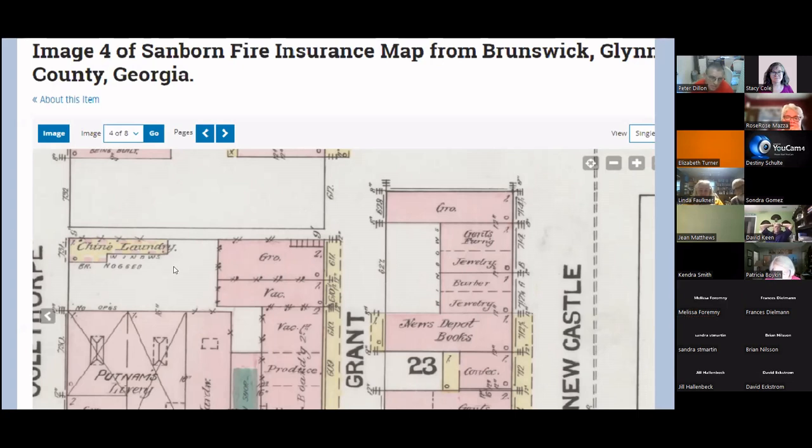You can also see some demographic material here. There's a Chinese laundry that tells you a little bit about the people that lived in this area. And then down here, which is really interesting to me, they have the name of the livery, Putnam's livery. So if you were descended from the Putnam family, you might find this interesting.